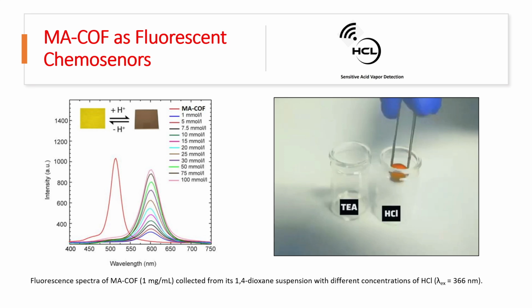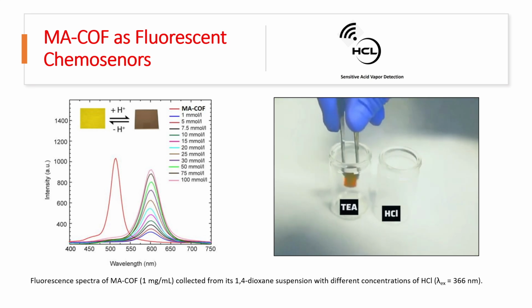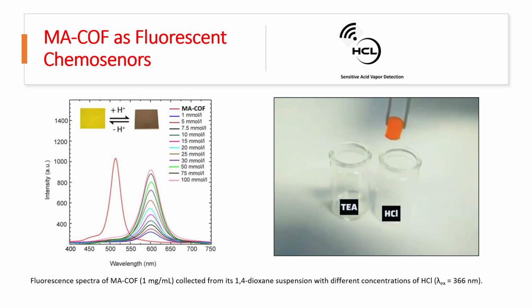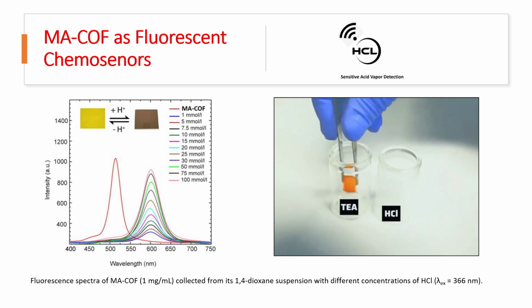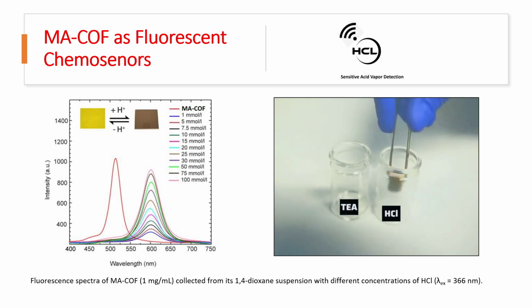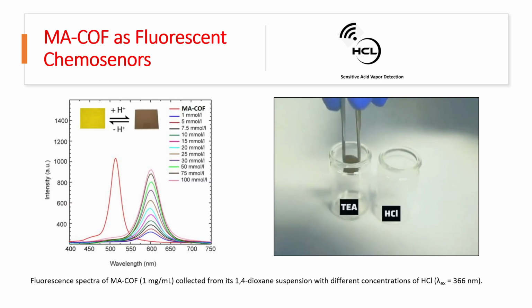If you look at this video, you will see that when we immerse the hybrid material in the HCl vapor, it changes its color from orange to black. And this response is reversible when we immerse it in triethylamine, which confirms its reusability. If you look also at the fluorescence measurement, you will see that there is a clear shift in the peaks, and the new peak increases as the concentration of the HCl increases.